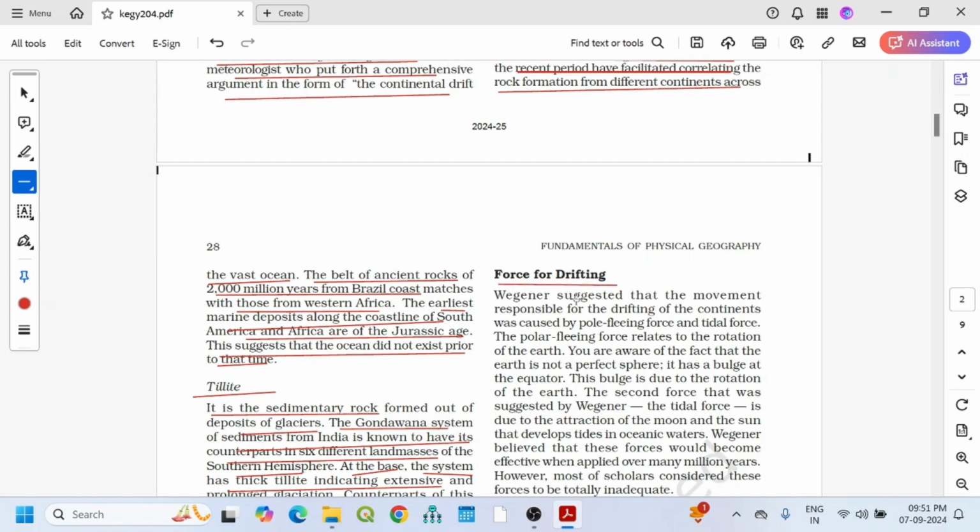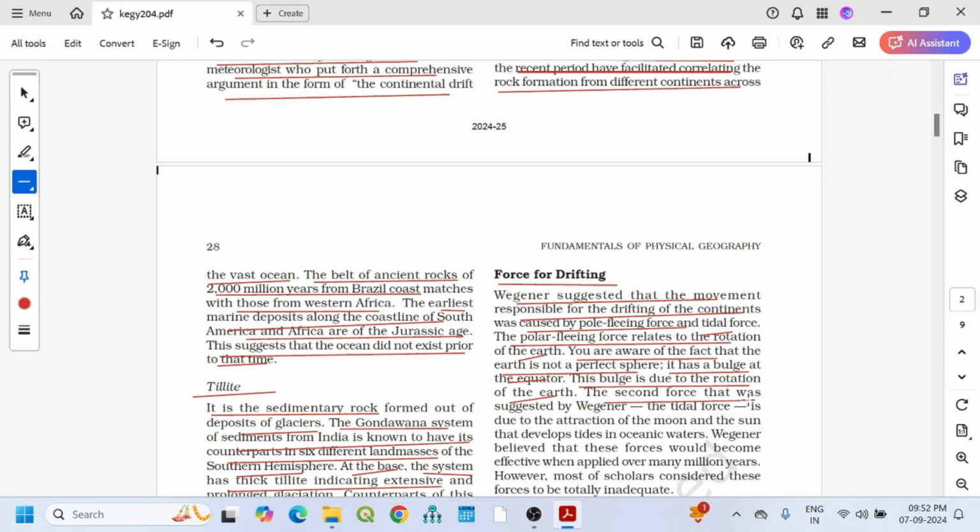Force for drifting. Wegener suggested that the movement responsible for the drifting of the continents was caused by pole fleeing force and tidal force. The polar fleeing force relates to the rotation of the Earth. We are aware of the fact that the Earth is not a perfect sphere. It has a bulge at the equator. This bulge is due to the rotation of the Earth.